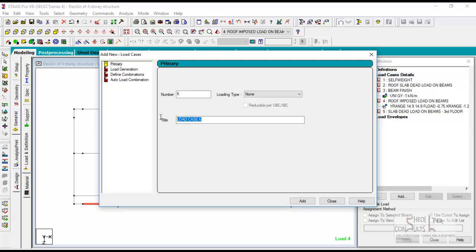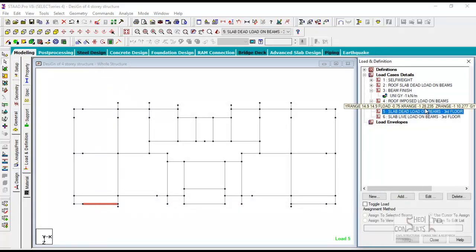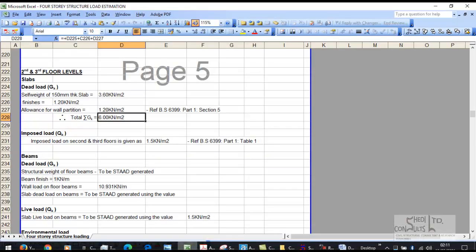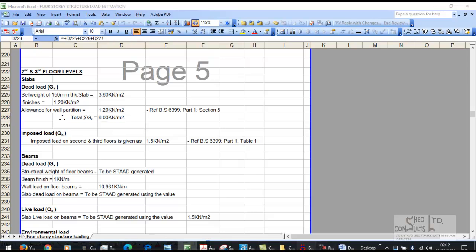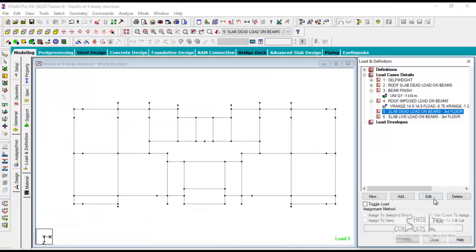Let me create for imposed load as well too. Okay, slab dead load on beams. So what is the total load on the slab? So we see the self-weight of the slab, finishes, and then partition allowance. Total is 6 kilonewtons per meter square for dead load.